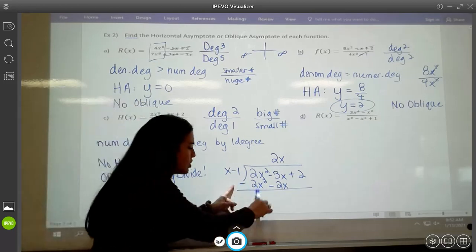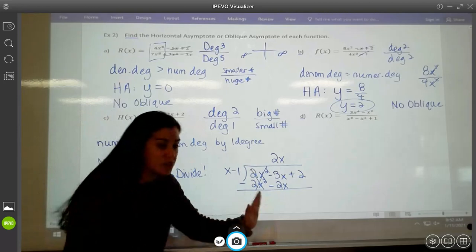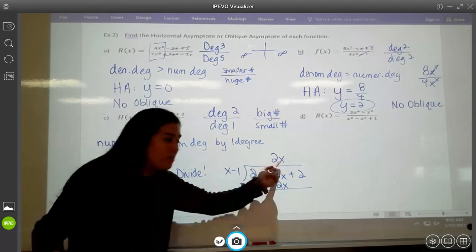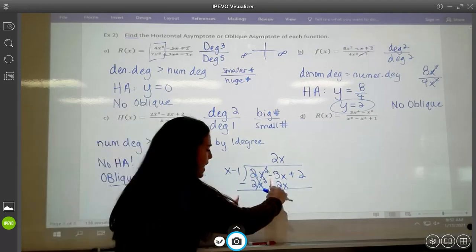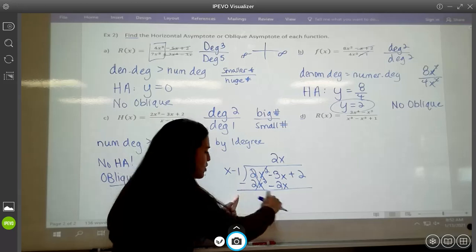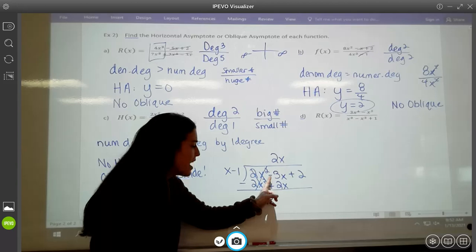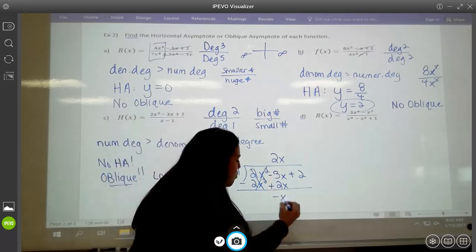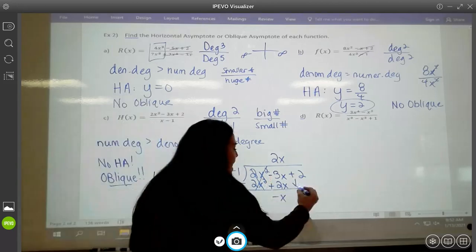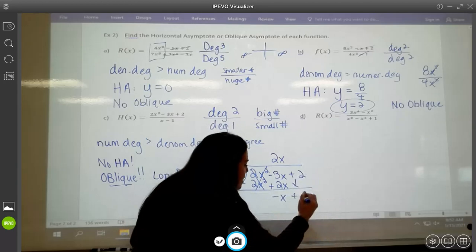2x squared, take away 2x squared, they cancel. That's what you want. If that didn't happen, you didn't pick the right piece. Negative 3x, subtract negative 2x. Subtracting negative 2x actually turns into a plus. So negative 3 plus 2 is negative 1x. And then you would bring down everything else left, and we're going to do it again.